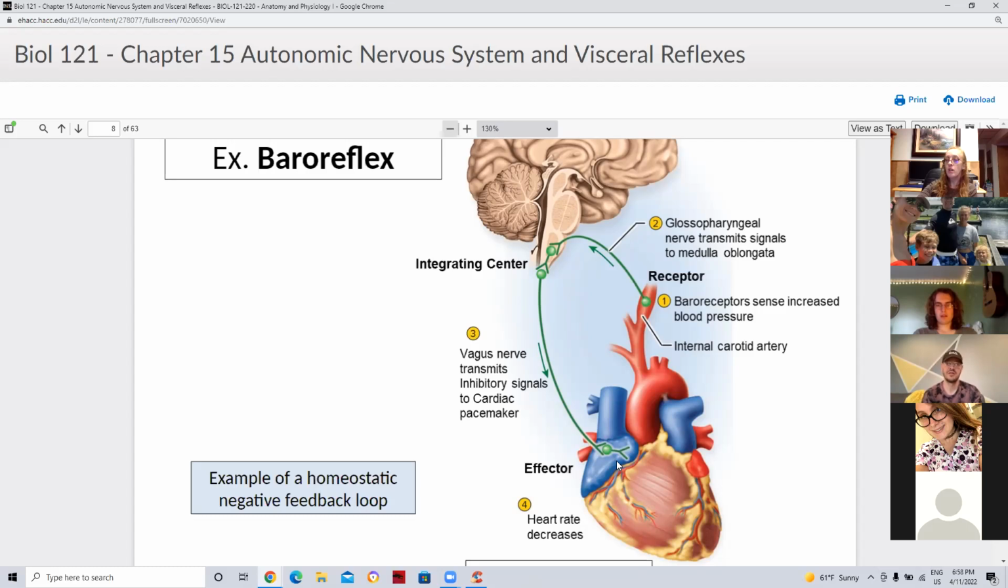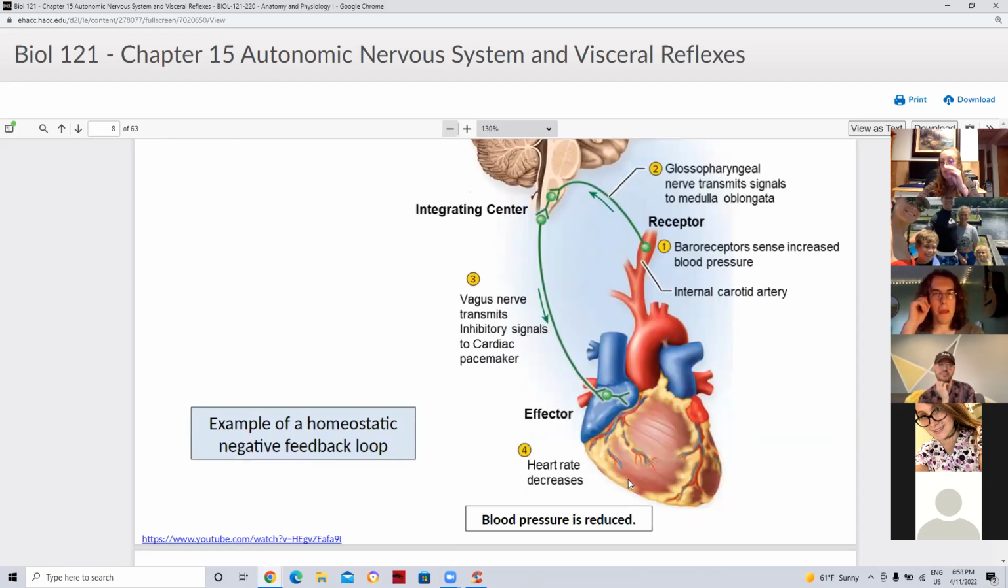How would you slow down a nerve impulse? Maybe you would hyperpolarize it. That's exactly what it does, it hyperpolarizes it, making it harder to depolarize. You'll learn later next semester that the heart works on a rhythm. It sets its own rhythm. But if you make it a little harder for it to reach threshold, you'll slow it down.